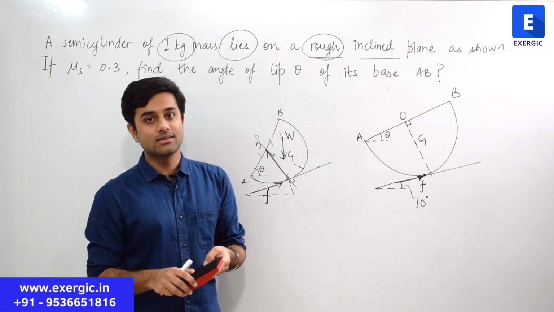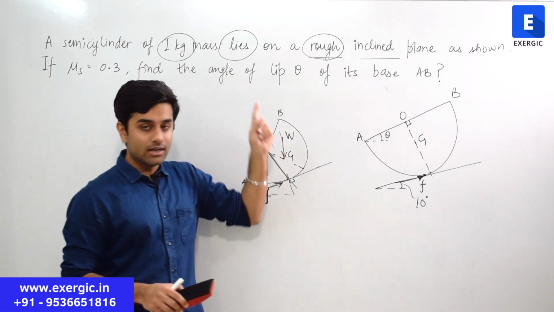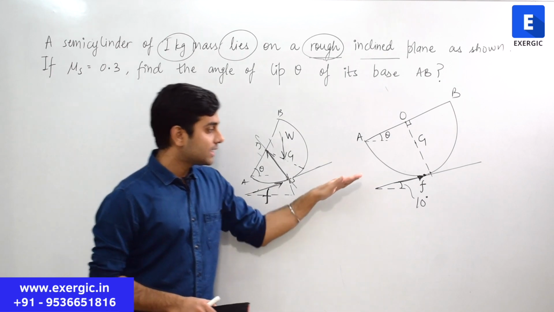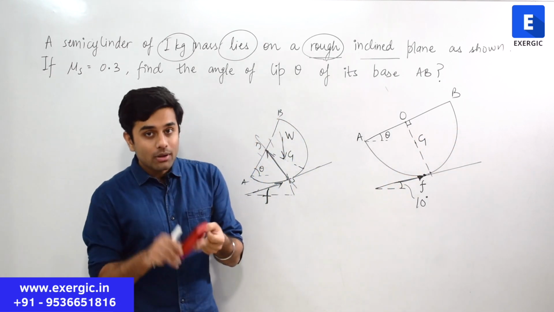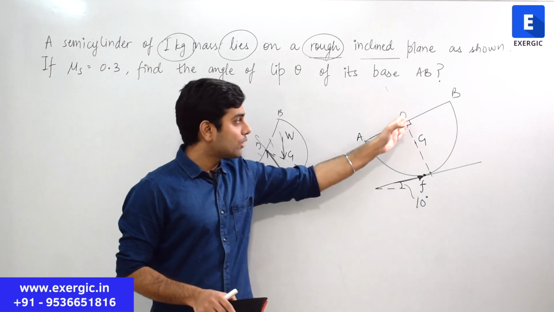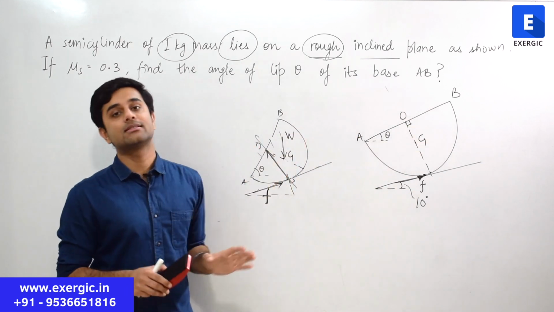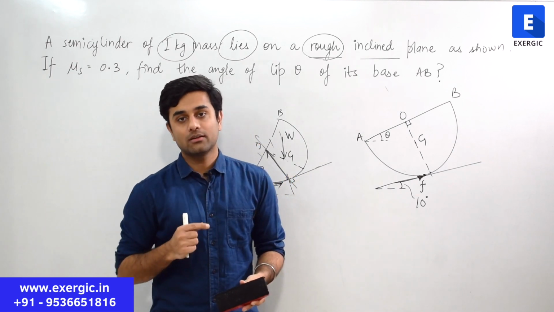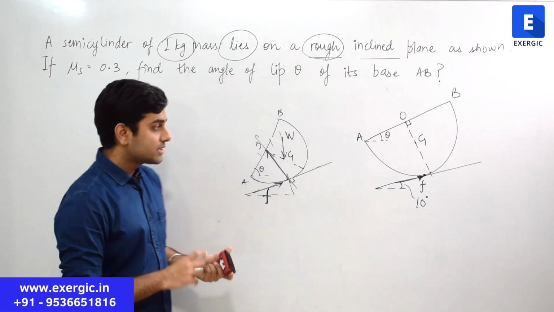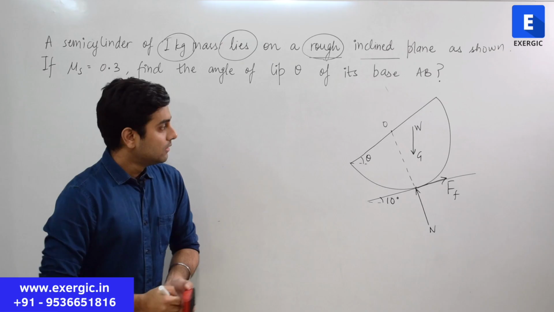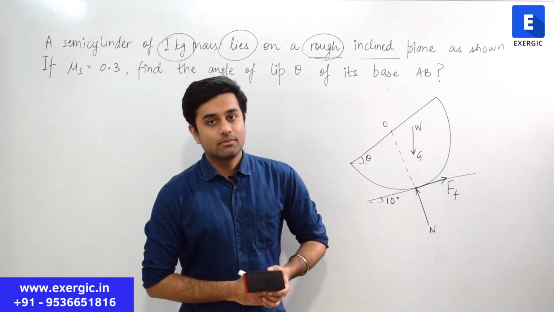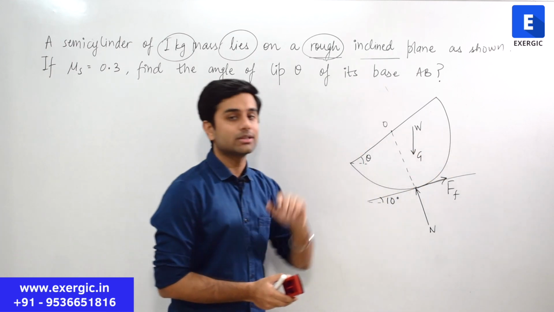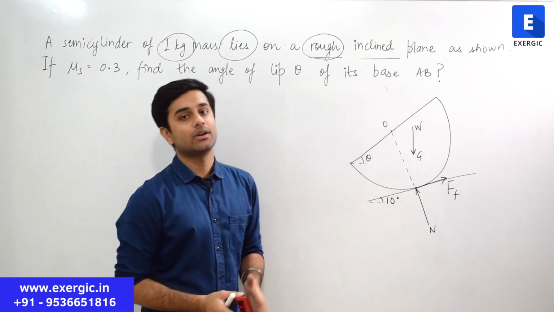So three forces: weight, the direction we have determined; vertically down, weight is always going to act vertically down; friction, up the inclined plane; normal reaction is going to pass from the center of this semi-cylinder. Let me draw the free body diagram of this case, and then we will proceed with the problem. So this is the free body diagram that we have. Normal reaction passing from the center, friction along the inclined, weight acting in the downward direction.